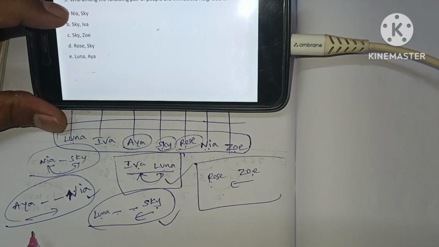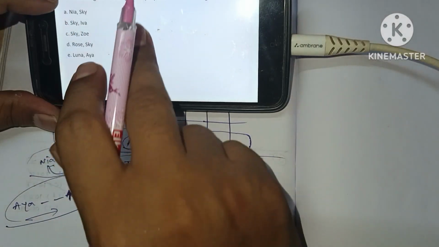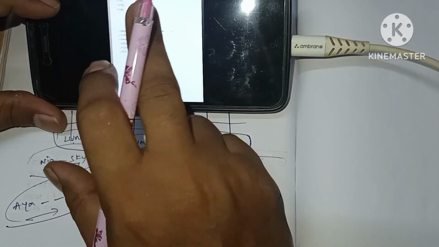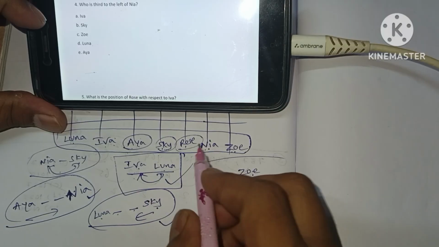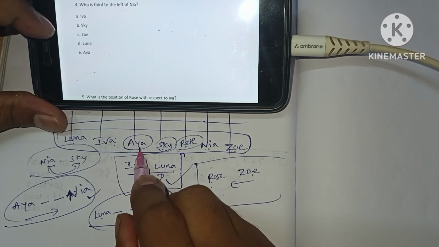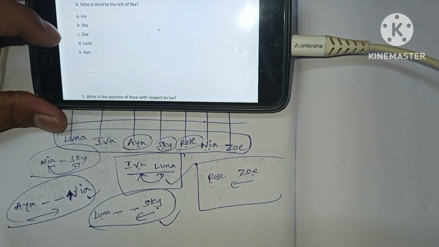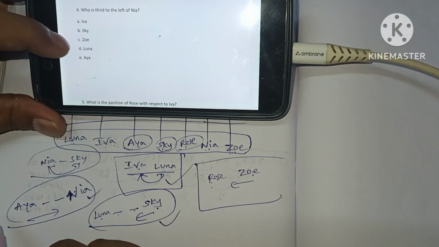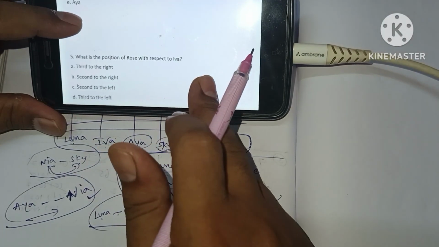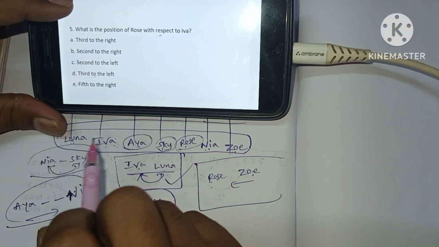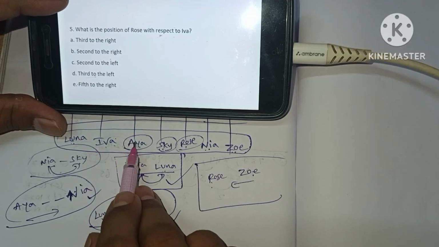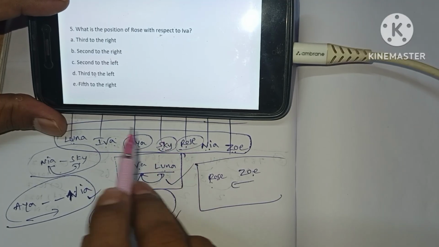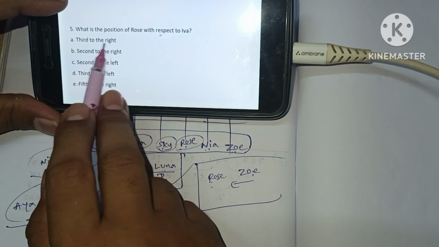Next one, fourth question. Who sits third to the left of Nia? 1, 2, third one, Aya. The answer will be option E. Next, fifth one. What is the position of Rose with respect to Eva? This is Eva. 1, 2, third to the right. Third to the right is our answer. Option A.